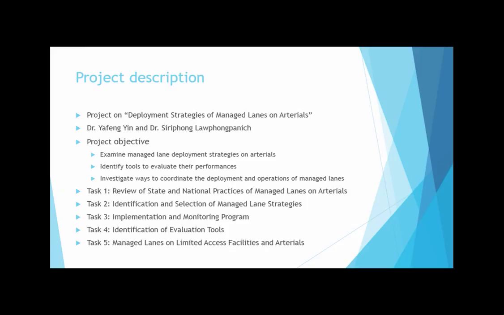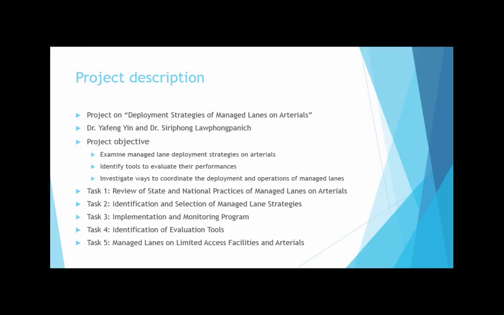operation. There were 5 basic tasks. One was to review the state and national practices of managed lanes on arterials. At that point, when the task was completed, we were to send in a literature review. Then the second task was to identify and select managed lane strategies. The third task, which was closely related to the second, was the implementation and monitoring program.